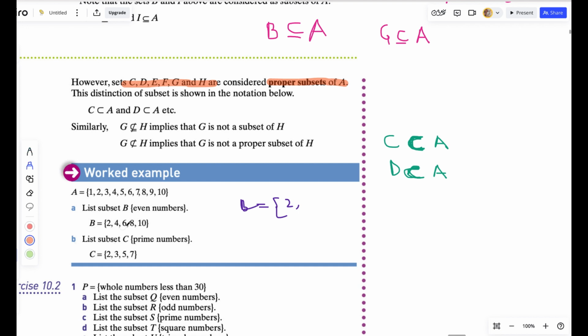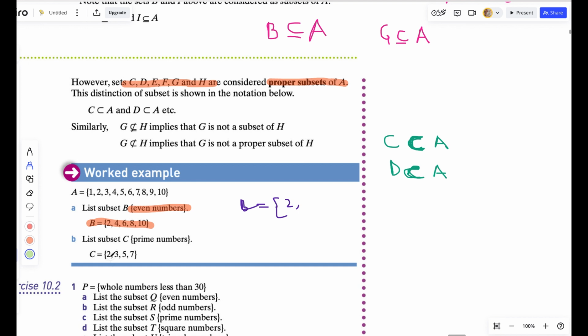We say set B will be 2, 4, 6, 8, and 10, because they are even numbers. Now, list another one. List subset C, prime numbers. 1 is not a prime number. The prime numbers are 2, 3, 5, 7.